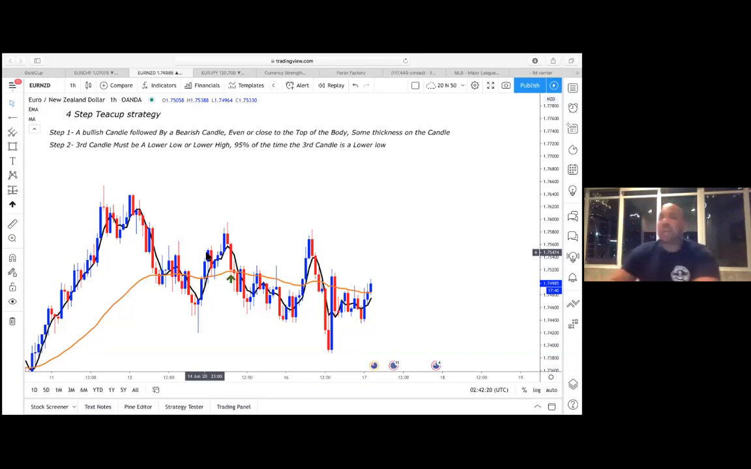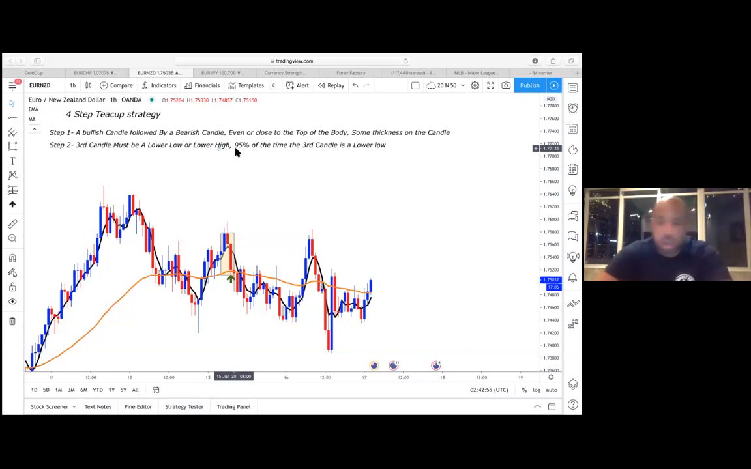Fundamental stuff, guys. You got to know the basics because this strategy is so easy that you got to learn the basics. So this is how you want the three candles to look. You see these three candles? 1, 2, 3. That's how you want it to look. That's a perfect teacup. The sequence: bullish, bearish, boom, third candle, lower low. Remember, like I said, 95% of the time, the third candle is a lower low.